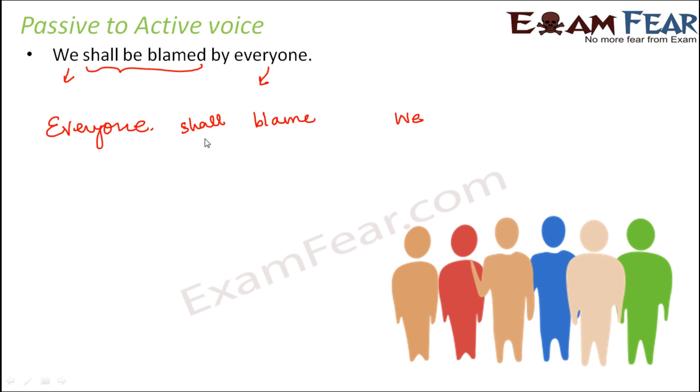But do you think this sentence is correct? No. First of all, we use shall only with I and we. Only with those do we use shall. For all others, we use will. So we need to replace shall with will. So everyone will blame we. Is that a correct statement? No, it should not be we. It should be us. So everyone will blame us is the correct active form of this sentence.